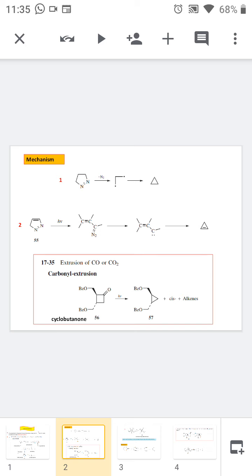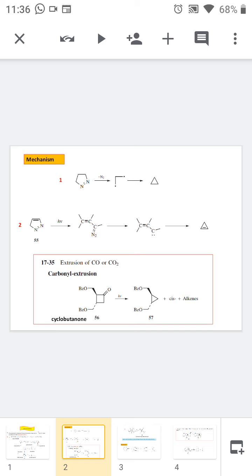See here, carbene is represented by the 2 dots, and the 2 dots represent a pair of electrons in the carbene. After that, carbene is a highly reactive intermediate. It will undergo the reaction and we will get a cyclopropene as the final product. Now we are moving into the next extrusion, that is the extrusion of carbon monoxide or carbon dioxide. Some of the cyclic ketones undergo the carbon monoxide extrusion and we will get a cyclic compound as the final product.